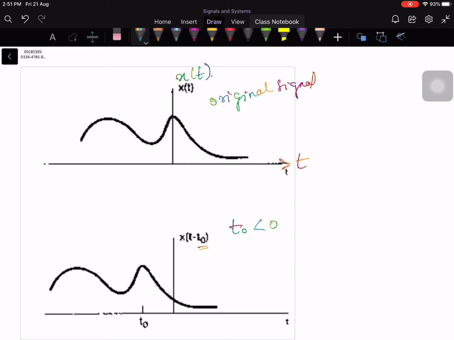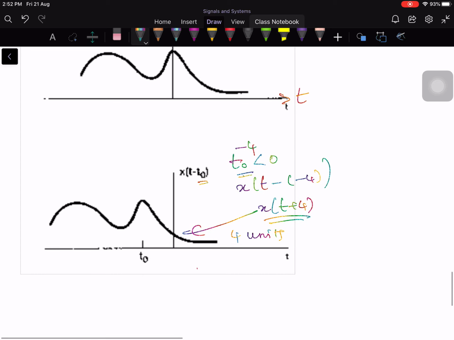Therefore, it is x of t minus t naught. Less than 0 means let us say minus 4 or minus 3, something. So, if you put minus 4, then it is going to be x of t plus 4. Therefore, the signal is moved to the left hand side by 4 units, and this operation is called advancement operation.